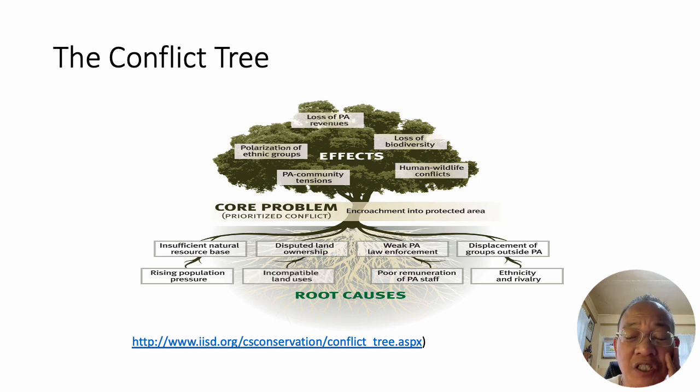Yung mga dynamics naman nila ay ito, the loss of PA revenue, polarization of ethnic group, community tensions, human-wildlife conflict, loss of biodiversity. Then ito yung pinaka-core problem na nakita nila, encroachment into protected area, or ito yung kanilang pina-prioritize na conflict. Okay. So this is an example of a conflict tree.